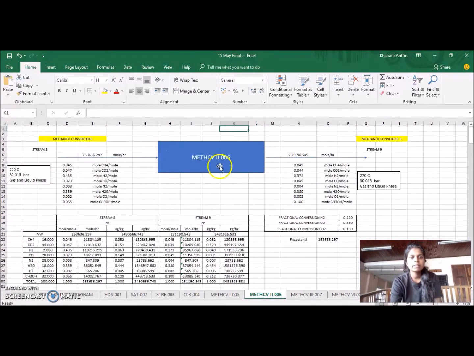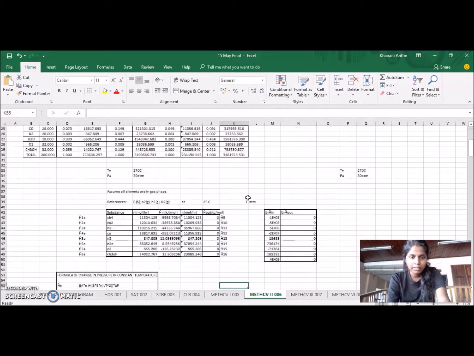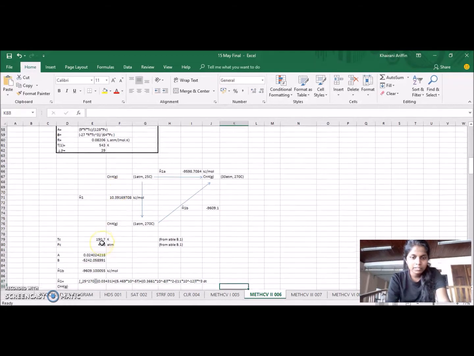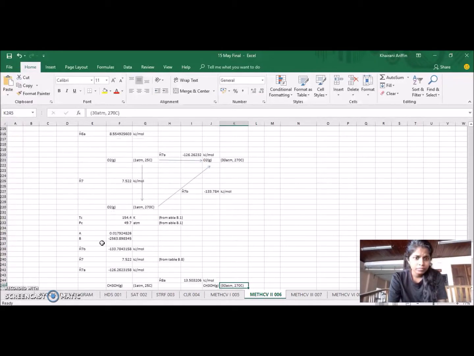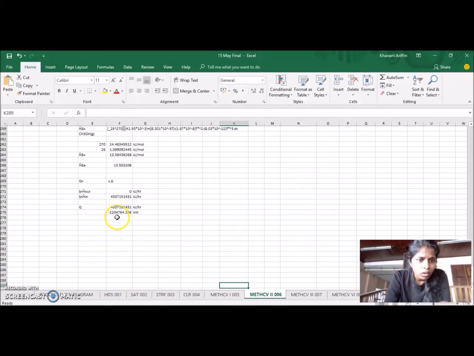In methanol converter 2, this is the material balance of the calculation, and the temperature and the pressure are the same. Only change in the mole, inlet and outlet. So now we go and see the calculation for the energy balance. So this is the calculation for the energy balance, and we got Q equals to negative 43371511431 kilojoule per hour, and in power negative 1204764.286 kilowatt. And then it goes to methanol converter 3.